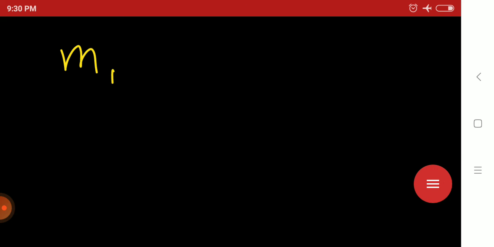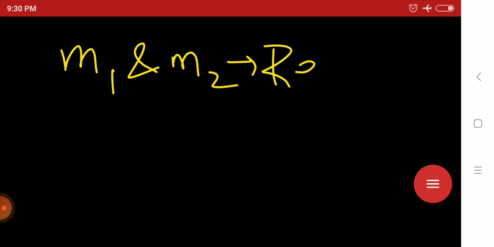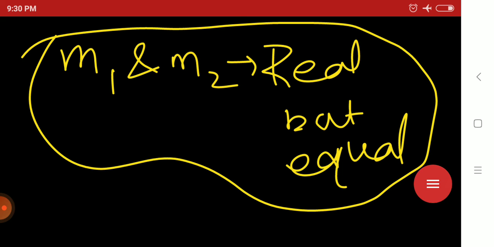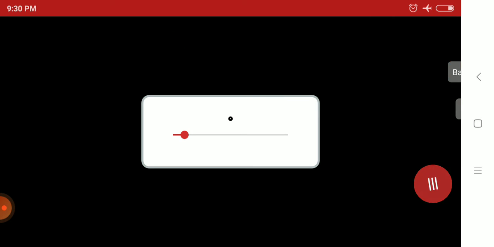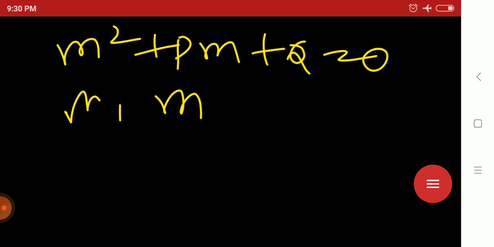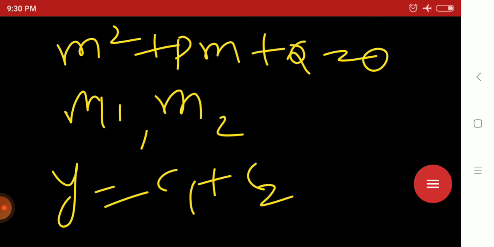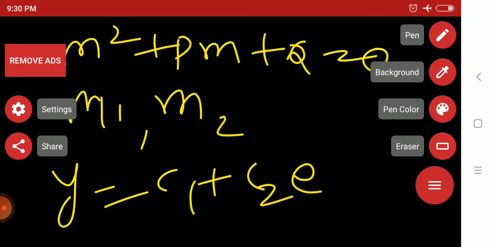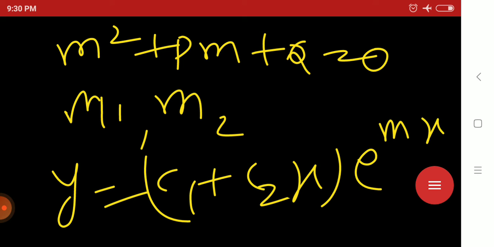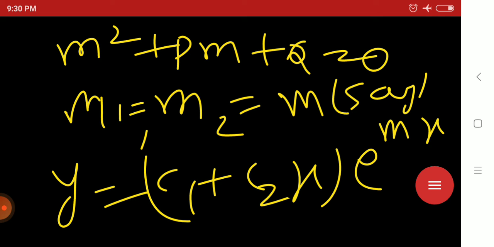So when m1 and m2 roots are real but equal, what will be the complementary function or solution of the linear differential equation? If m square plus pm plus q equals 0 has m1 and m2 real and equal roots, then the solution will be y equals c1 plus c2 x, e to the power mx, as m1 equals m2 equals m, both are equal.